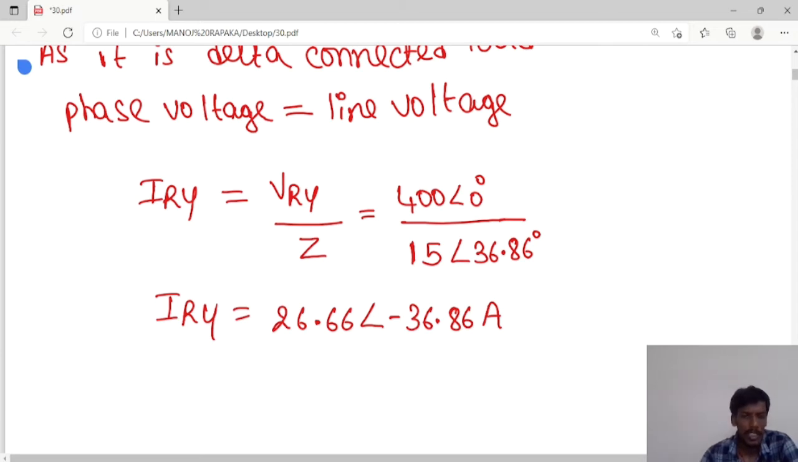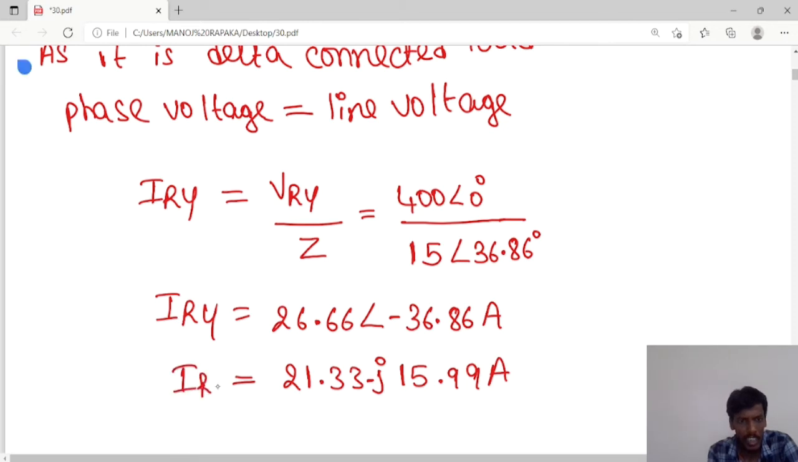If you convert it into rectangular form, the value will be 21.33 minus j15.99 amperes. This is the current IRY, the first current.